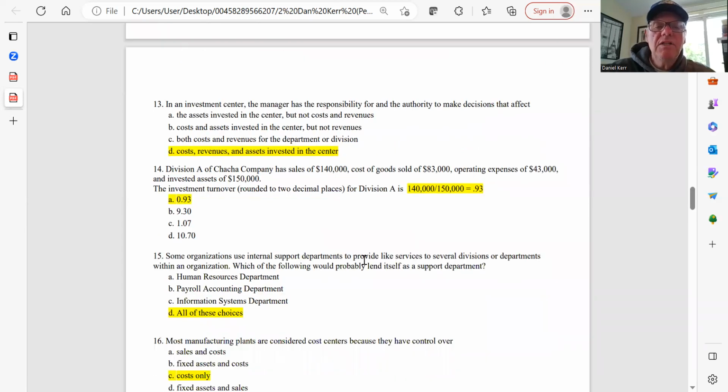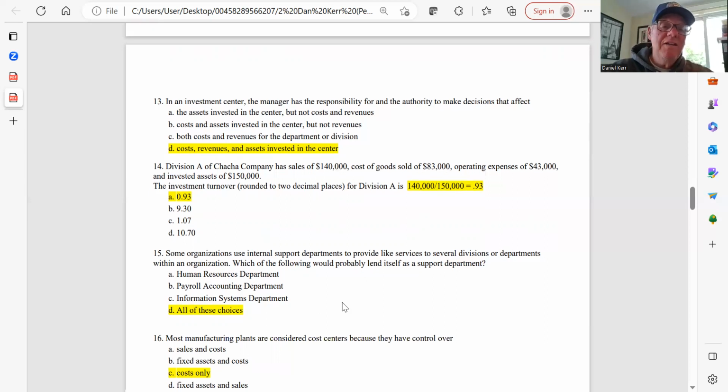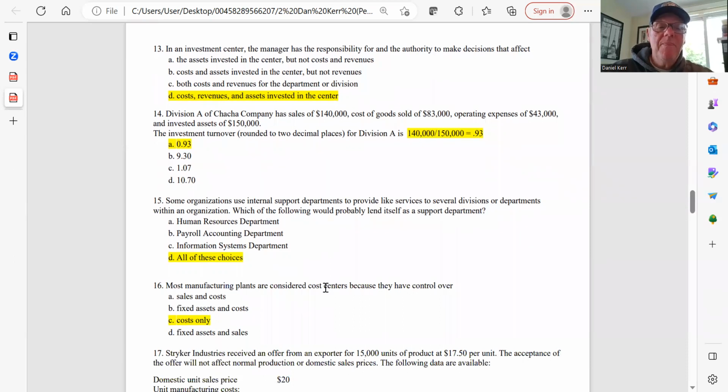Some organizations use internal support departments. Which of the following would probably lend itself to be a support department? Those are all support departments. When you think of support departments, they don't make things. I think my brother is a retired Army general, and when he worked in the Pentagon, they referred to him as staff puke, which is not a very nice term. But anyway, those departments are important, but they don't actually produce anything that's sold to the customers. Those would be your classic support departments. So human resources, payroll, accounting, information systems development, learning or training, those will all be support departments. So the answer there is D.